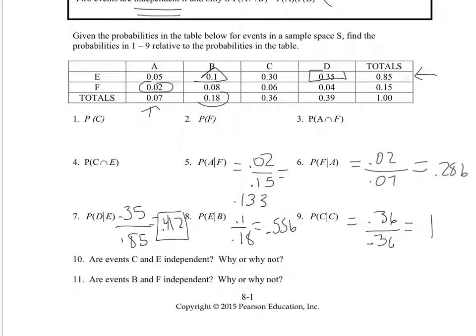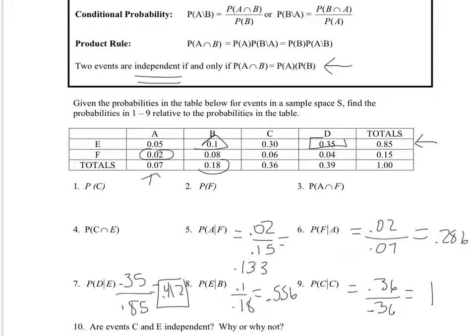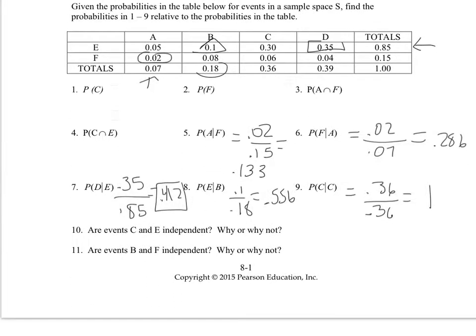Now, here's the question. Are events C and E independent? And why or why not? Here's what you're looking to see. We want to know if they're independent. Let me take you back up to the top so you can see this. They're independent if the probability of A intersected B would be the probability of A times B. That means on this, we want to see if the probability of C intersected with E is the same as the probability of C times the probability of E.